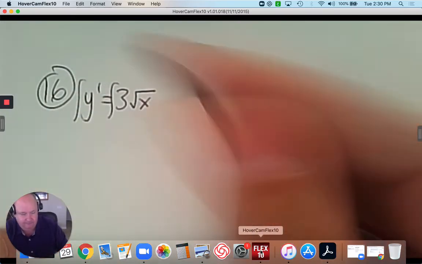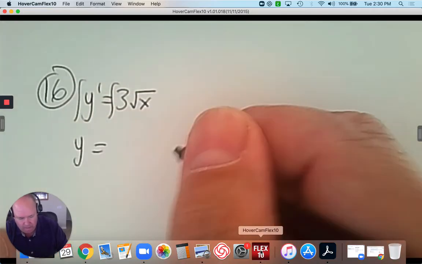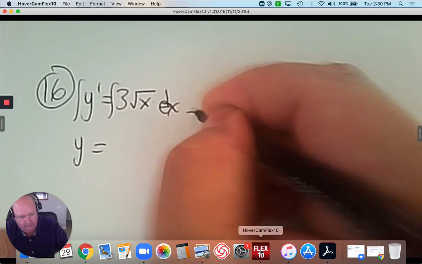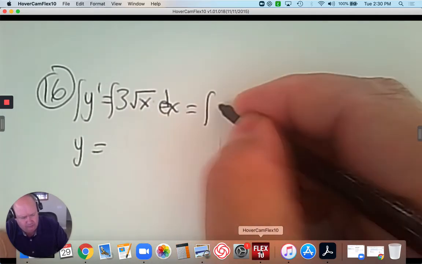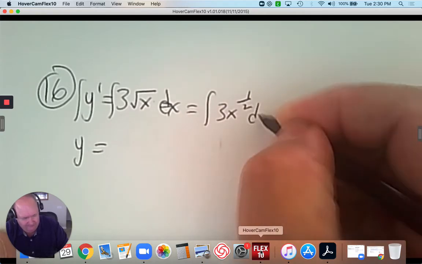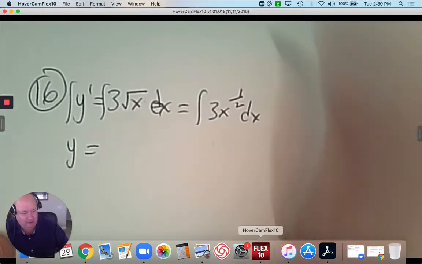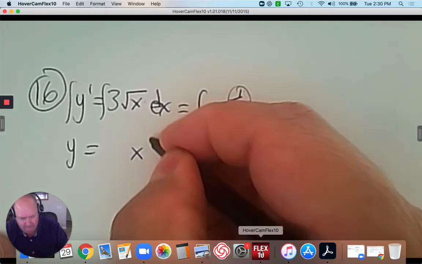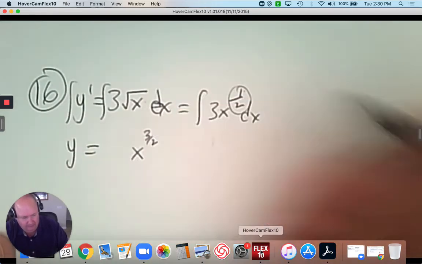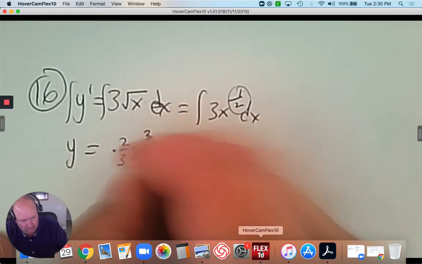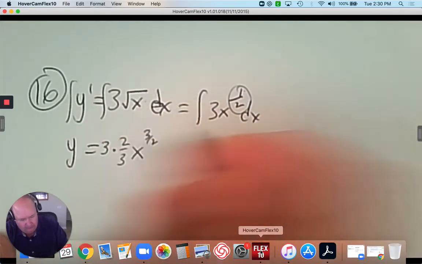So if I integrate that, I get y equals, now remember that this is dx when you do that, this is 3x to the 1/2. There it is. When I do that, I'm going to add 1 to the exponent. So 2 plus 1 is 3. Then I'm going to divide, or the reciprocal, and then remember there's still a 3 in front of that.